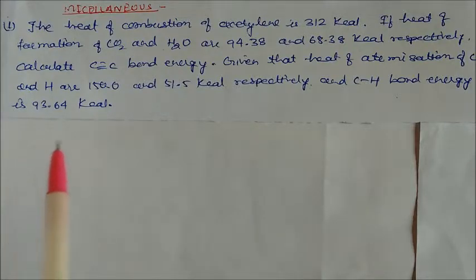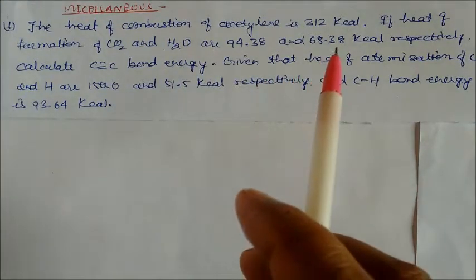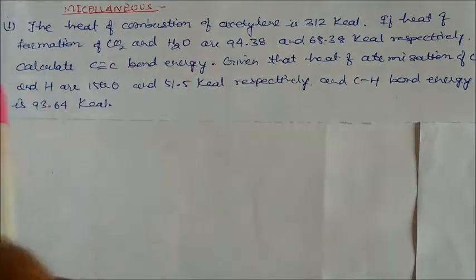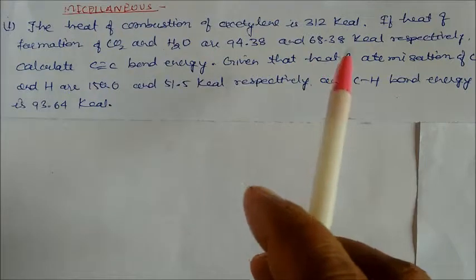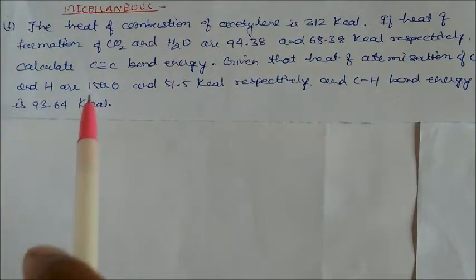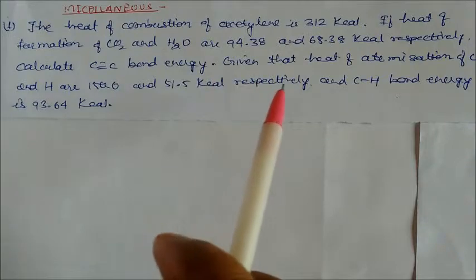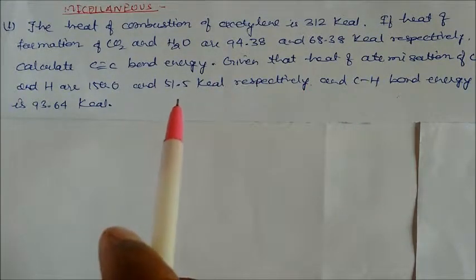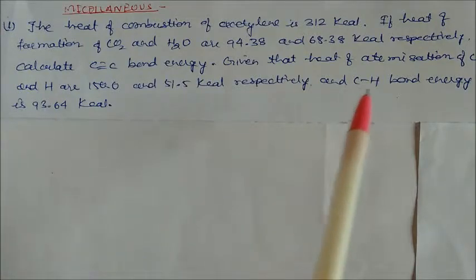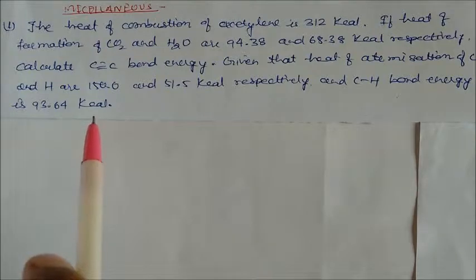So here we will see this problem. The heat of combustion of acetylene is 312 kilocalorie. If the heats of formation of carbon dioxide and water are 94.38 and 68.38 kilocalorie respectively, calculate the C triple bond C energy, given that the heats of atomization of carbon and hydrogen are 150 and 51.5 kilocalorie respectively, and the C-H bond energy is 93.64 kilocalorie.